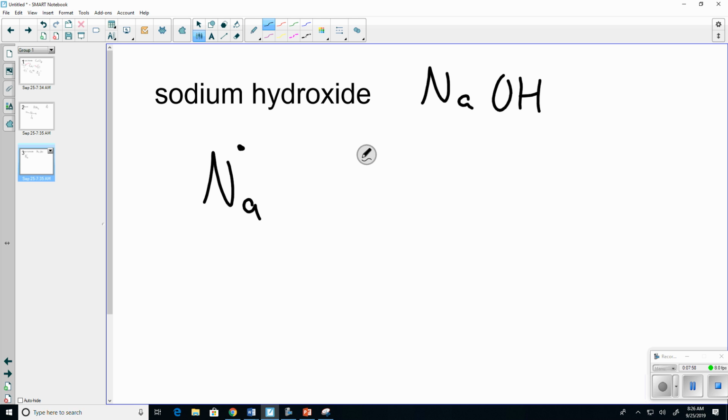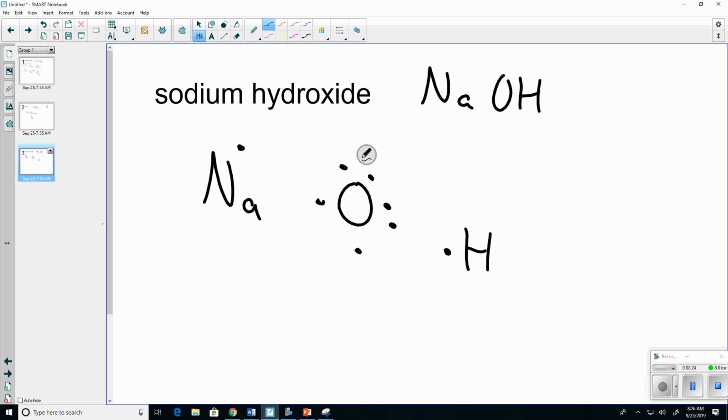Sodium, 1 valence electron. Oxygen has 6. Again, instead of pairing up the last 2 individuals, I kept them solo to remind you with 2 lone electrons, it needs to pair up those 2 electrons. Hydrogen has 1.